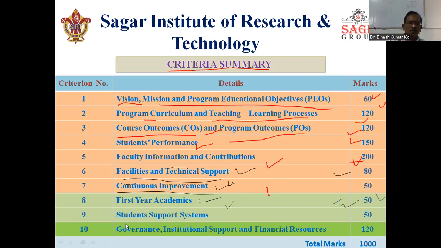Then criteria 9, which is for the student support system, covers 50 marks. And the last criteria is criteria 10 for governance, institutional support, and financial resources. It covers 120 marks. In this way, we are seeing the criteria from 1 to 7.